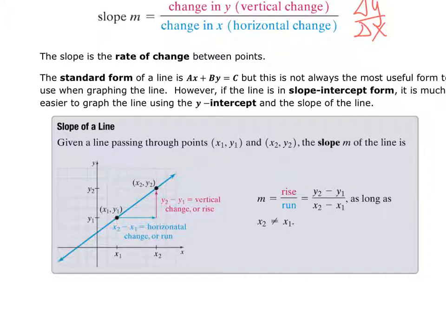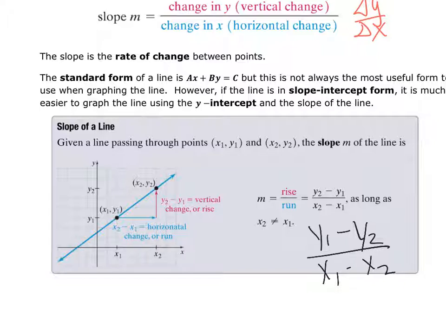And the way that we find the slope of a line is the change in y over the change in x. And it doesn't matter if you write it as y2 minus y1 over x2 minus x1, or if you write it as y1 minus y2 over x1 minus x2. As long as you're consistent, it won't matter.